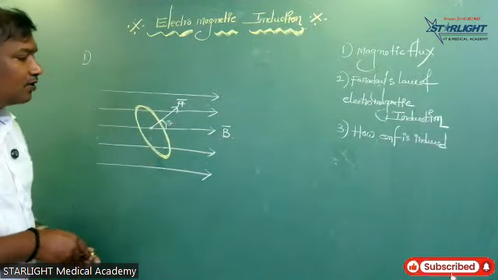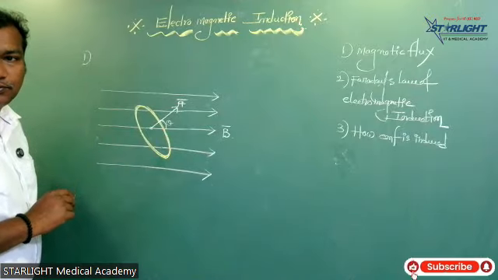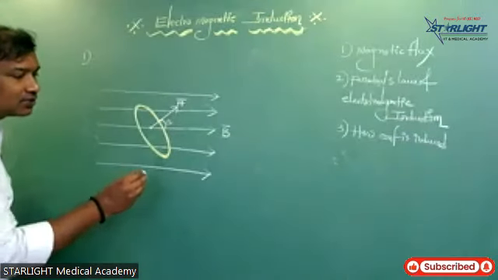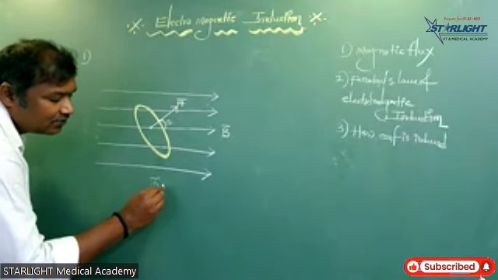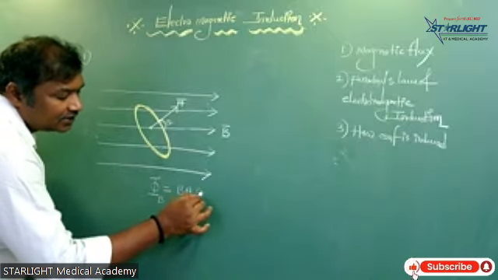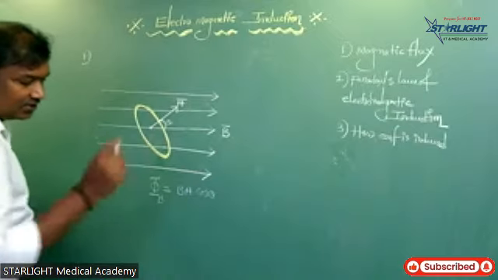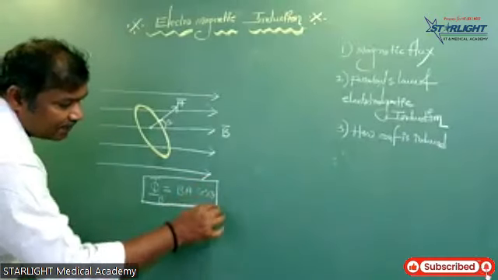Now, how much of flux is passing through the coil? ఈ కాయిల్ నుంచి ఎంత ఫ్లక్స్ పాస్ అవుతుంది? ఫ్లక్స్, magnetic flux is equal to BA cos theta. So this is the formula for magnetic flux.